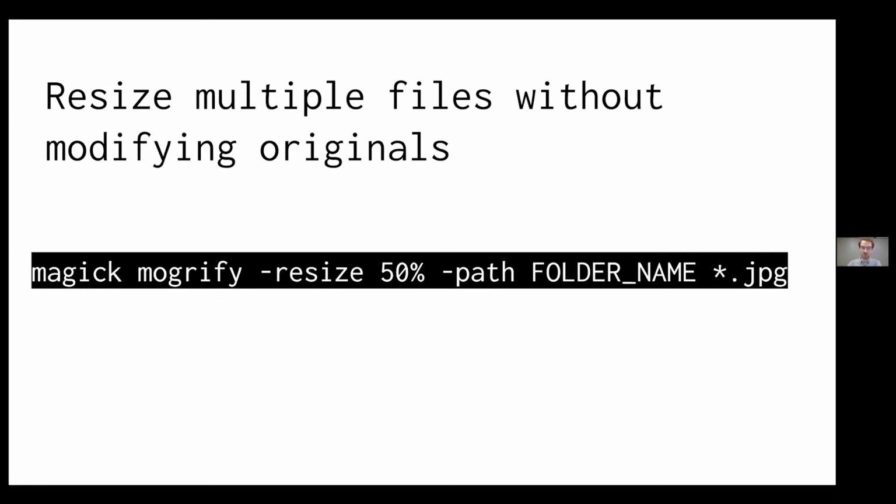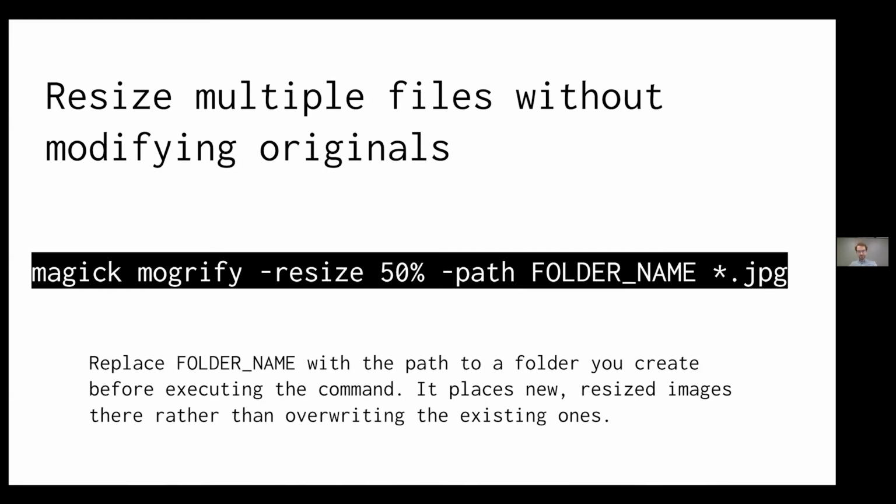So what you can do is use the -path option and just create a new folder, where you see I have folder name, and there you'll call it JPEG or whatever, and that's where you'll point it to. And so then it won't actually overwrite the existing files. It will create new files and put them in that new directory.